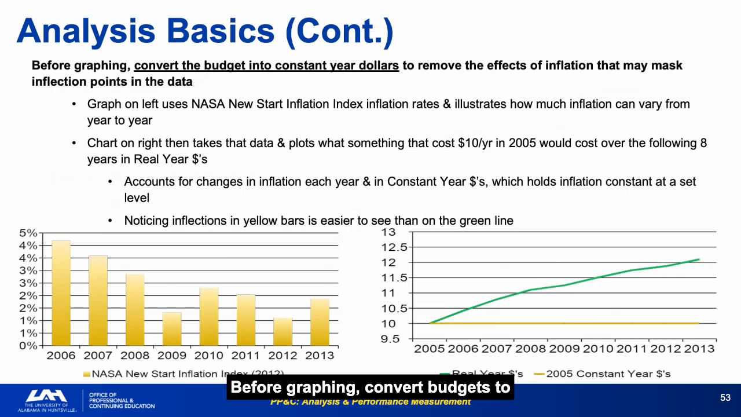Before graphing, convert budgets to constant year dollars to remove inflation effects that can mask real inflections in the data. The NASA New Start Inflation Index shows how significantly inflation can vary year to year. If you do not account for it, a curve that looks flat in real year dollars may actually be declining in constant year terms. Noticing inflections is easier in constant year format. The underlying trajectory of cost growth or decline is visible without the noise of annual inflation rate variation. Always convert to constant dollars before graphing multi-year cost data. Failure to do this is a common source of misleading cost trend analysis.